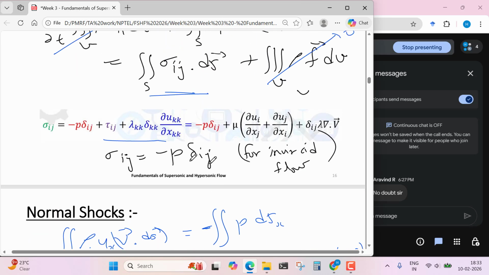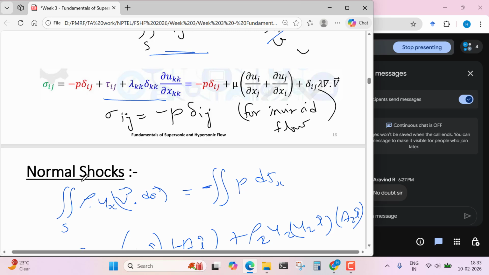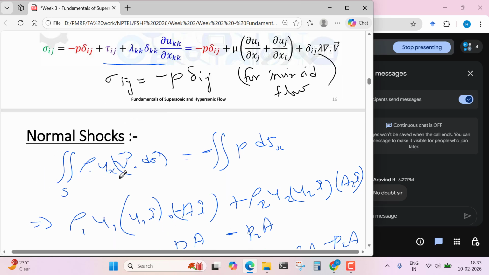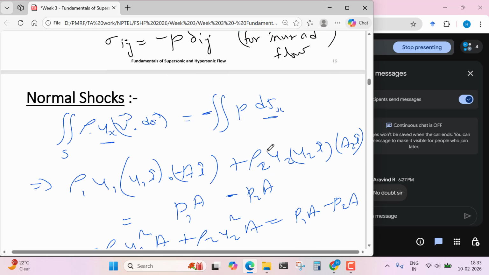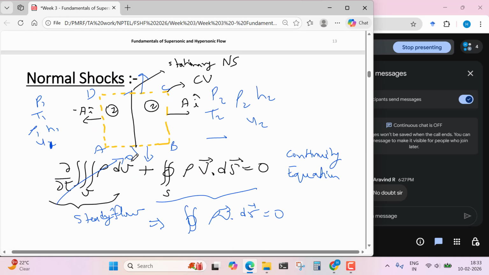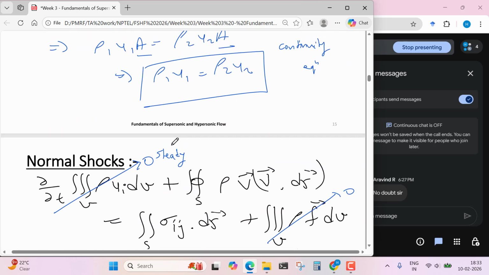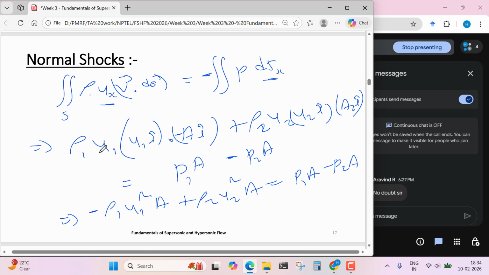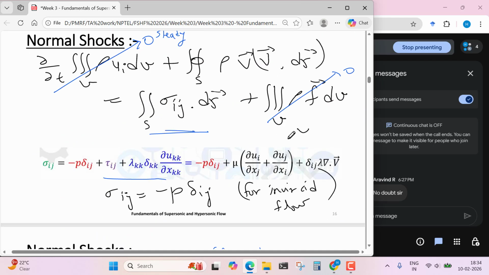After substituting σ_ij, our equation becomes the double integral of ρ u_x, the x direction velocity, V dot dS equals minus the double integral of p dS_x. This area is also taken in the x direction. Similar to before, on the two surfaces AB and CD, V dot dS will be 0. So we will consider only the AD and BC surfaces. For the AD surface, I will mark this surface here also.